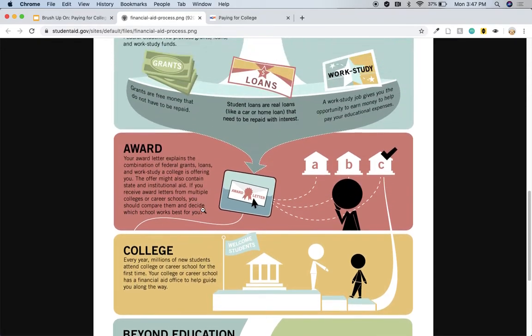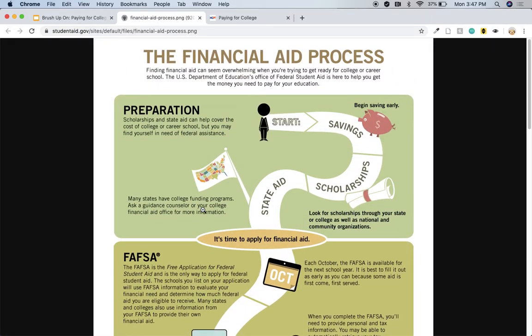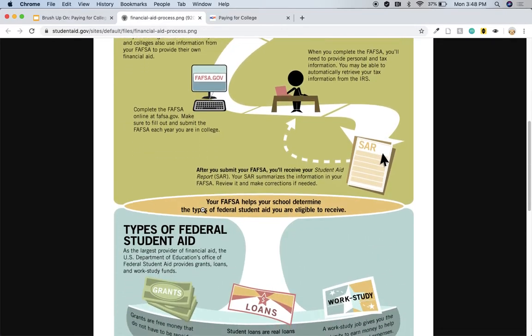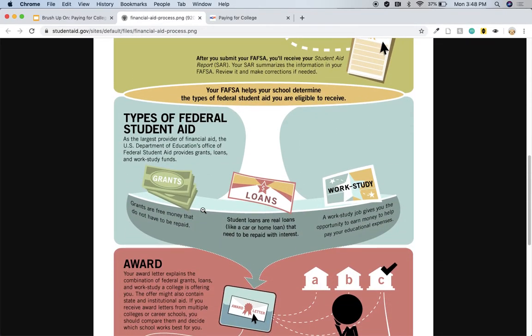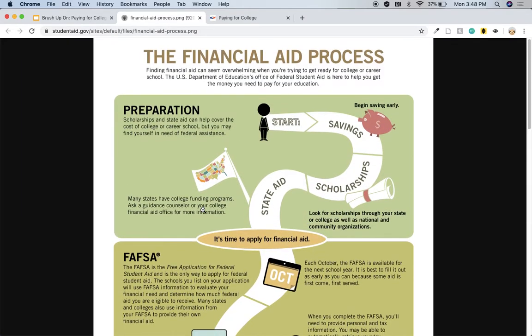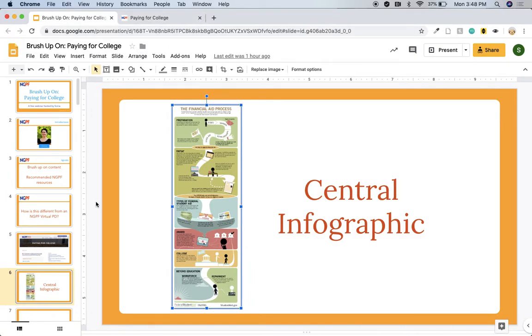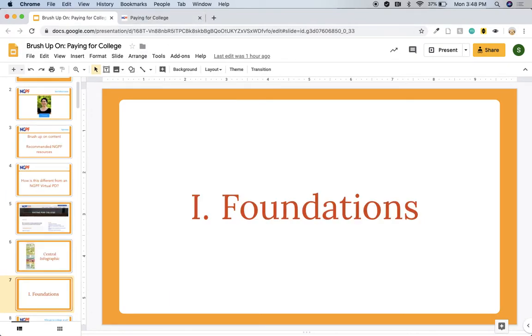We really liked how this infographic chronologically outlines everything. What we've done is every single lesson kicks off with this infographic and specifies which stage of the infographic the student is going to be exploring in that lesson. It's a nice roadmap for them to see, and a really great visual representation of what they're going to be exploring. So that's why we picked this infographic. All right, so let's get started by kicking off with some foundational Paying for College knowledge.